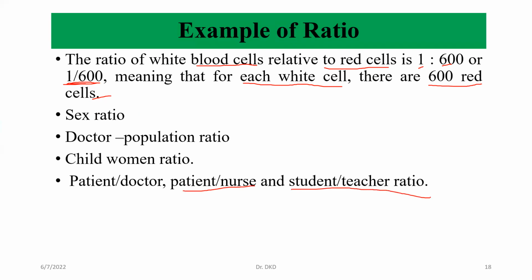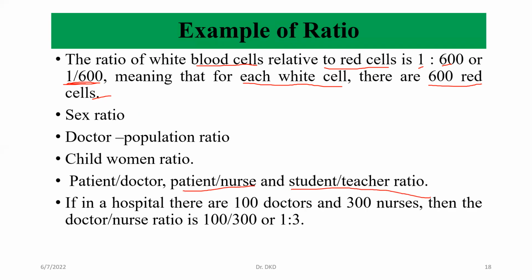For example, if in a hospital there are 100 doctors and 300 nurses, then the doctor nurse ratio is 100 divided by 300, meaning for each doctor there are 3 nurses. So this is the basic information, definition and example of the ratio.